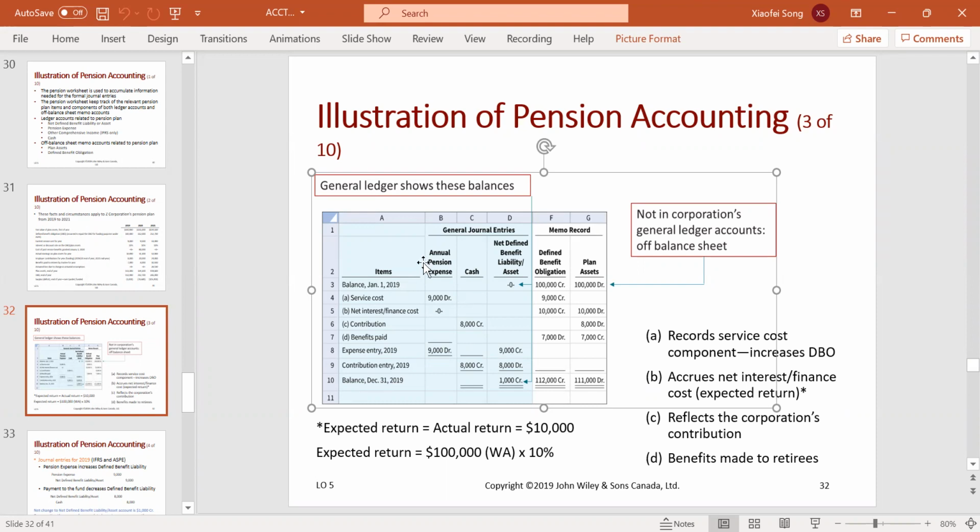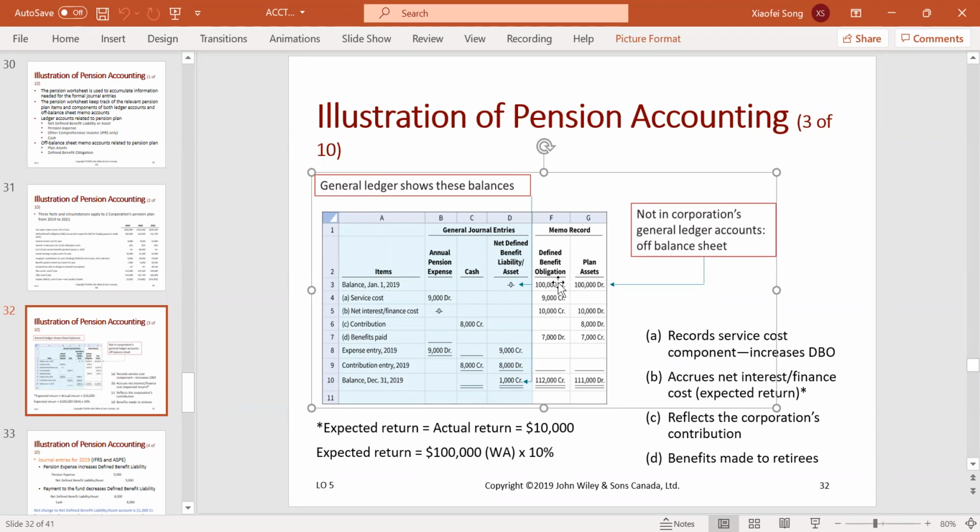If you note, when we do that, we do not change this account. So for A, B, C, D items, none of that affects this account. Instead, any impact on this net defined benefit liability or asset will be spelled out in these defined benefit obligation or plan asset accounts, right?